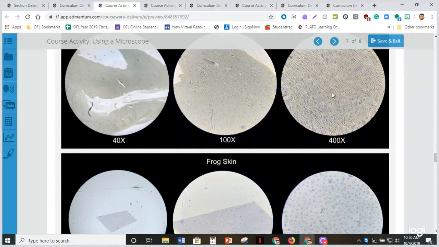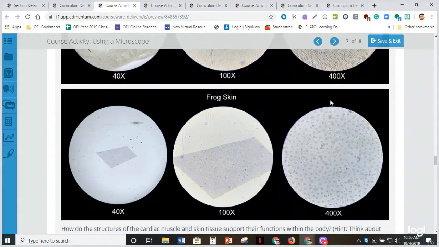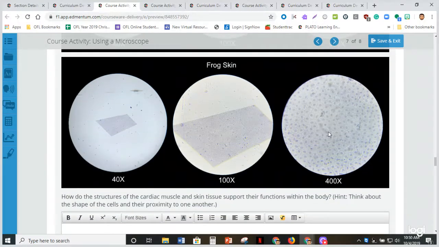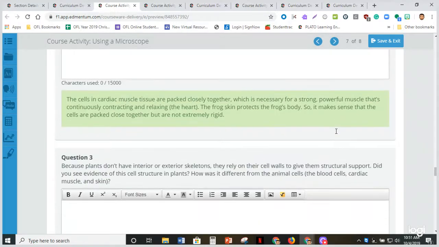You can definitely notice there's a lot more cardiac muscles. They seem really tightly compact. So think about what the heart's doing, versus right here, they are compact together, but they're not as tightly compact. What are they trying to do? What do our skin cells do for us? How do they help us? What is their function?